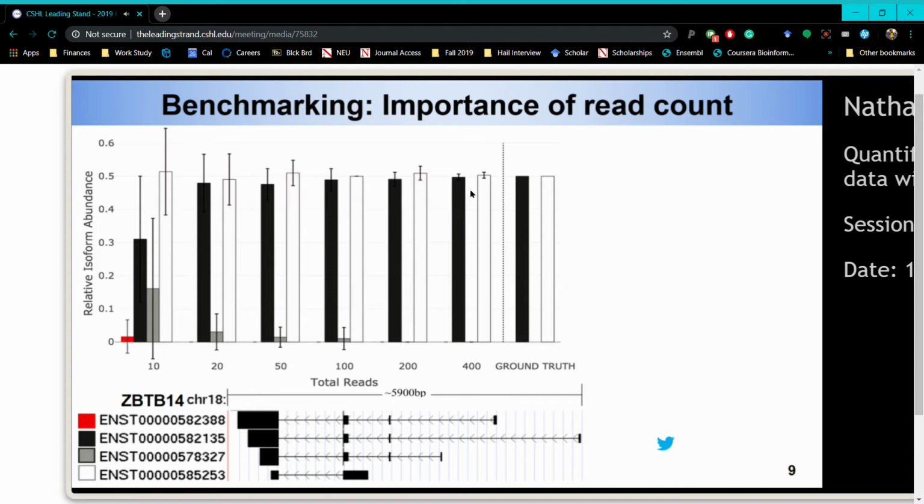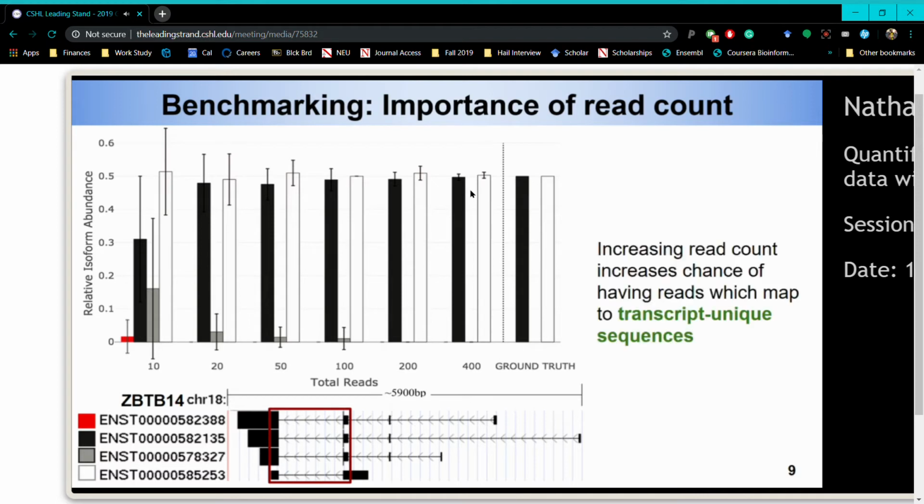So the importance of read count is more interesting, I would argue. When you have a relatively low number of reads, you can imagine that they would map to the region that's shared between these different transcript isoforms, and each read will carry more influence over the estimations that are made. So at very low read counts, you get estimations for these red and gray transcripts which aren't even present in the ground truth. But as you increase the total number of reads, you get closer and closer to the ground truth, with these error bars, representing plus or minus 1 standard deviation, decreasing substantially over total reads. We think that's the result of having an increased number of reads, which increases the chance of having reads which map to the transcript-unique sequences of these transcripts.